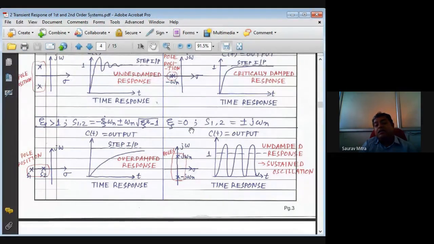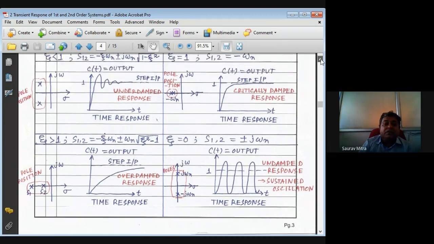And lastly, when zeta is equal to 0, we found that both the poles are on the j omega axis. So whenever there is a complex pole on the j omega axis, that produces an oscillatory response like this. So this is called the undamped natural response, or sustained oscillation. And this underdamped response is called a damped response, where damping is in between 0 to 1. And this is critically damped, and this is overdamped. So this is a characteristic you have to remember for different values.